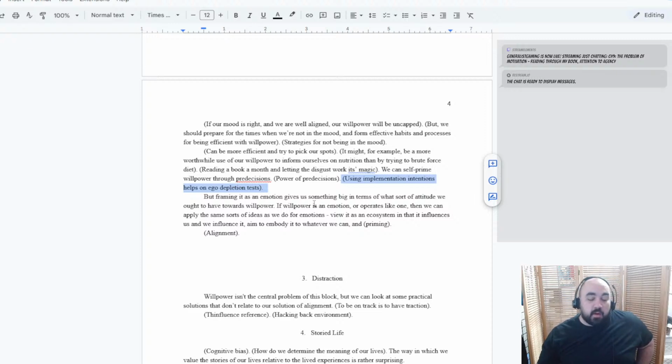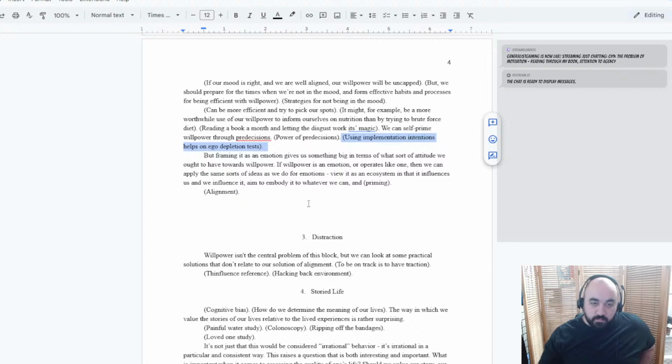So if the readers who were resisting the cookies had written down on a piece of paper, if I am feeling like I cannot do a task because that task is impossible and you can't do it, then I will sit with it and persist. If you do that ahead of time, then even if you experience the ego depletion, it makes it easier for you to persist in the task.